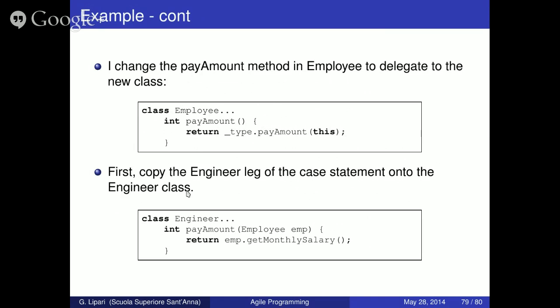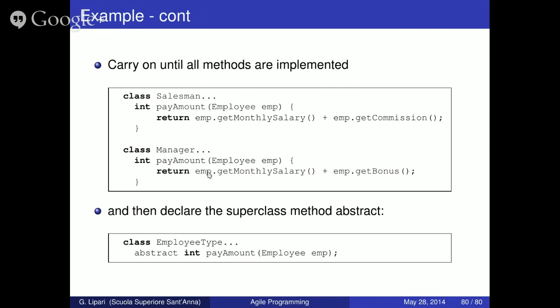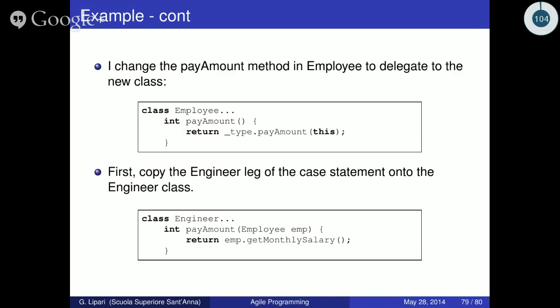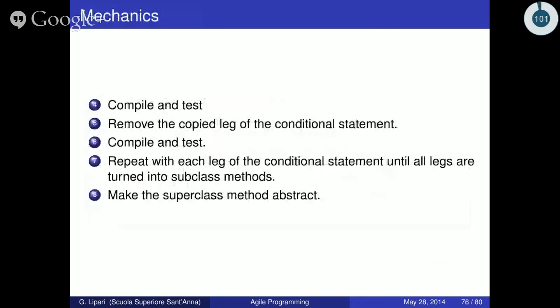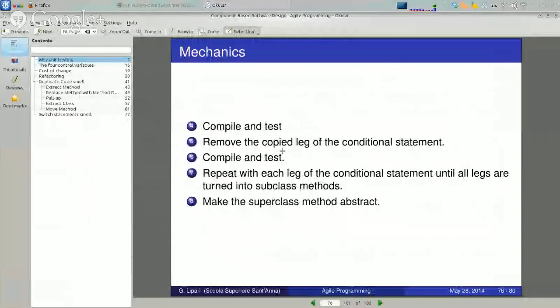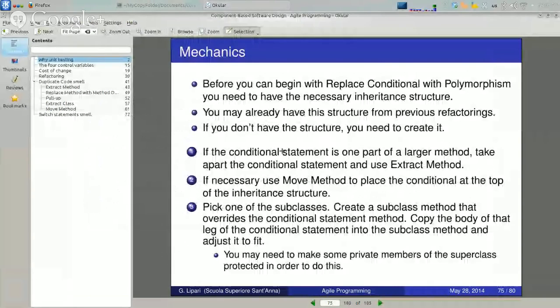You copy the engineer leg of the case statement onto the engineer class. Carry on until all methods are implemented, and then declare the superclass method. Abstract is in Java, virtual is in C++. Okay, and so basically you have done everything. So refactoring means, as I said, you do step by step very small modifications to the code, trying to improve the structure of the code.